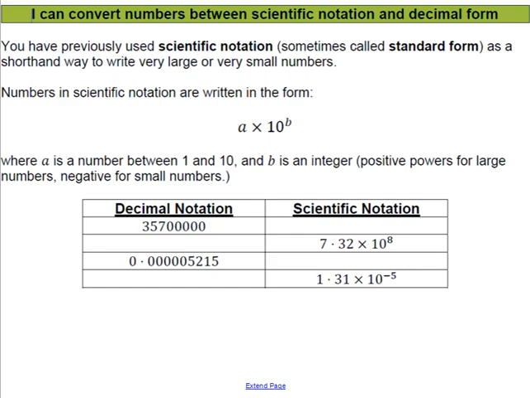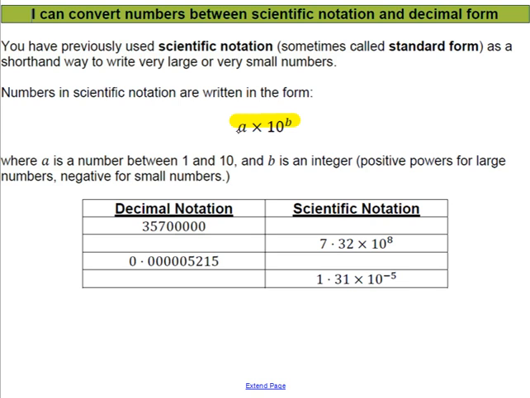So just to remind you that you will have seen this before, scientific notation, which we sometimes call standard form, is just a quick way of writing very large and very small numbers. Numbers in scientific notation are written in a very particular way.